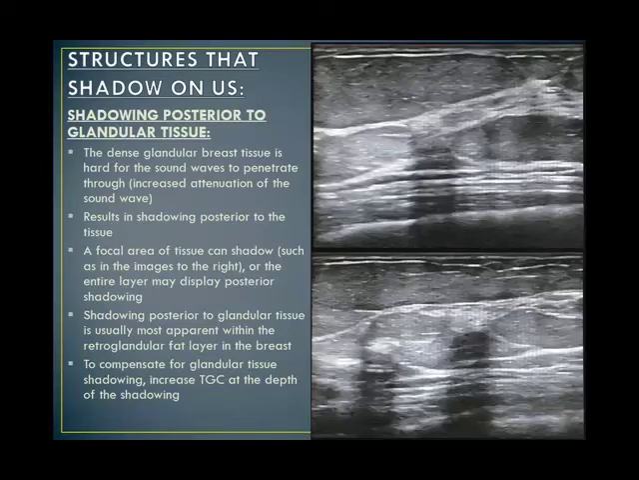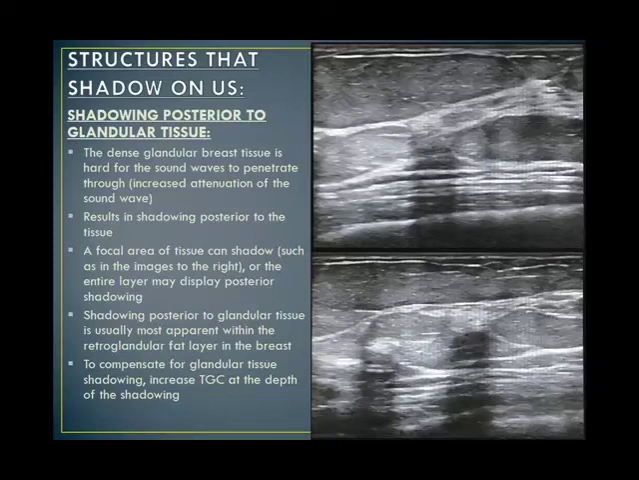All right, so we also see shadowing posterior to glandular tissue. Glandular tissue is white, and glandular tissue is dense. We know that's the dense, thick tissue of the breast. So dense stuff shadows on ultrasound. So posterior to glandular tissue, we get shadowing.